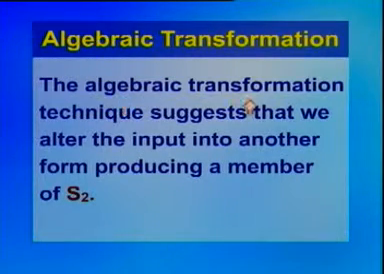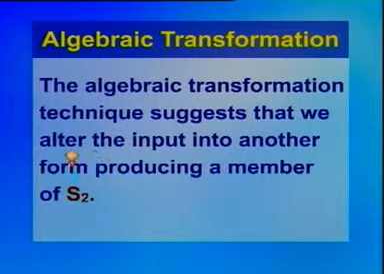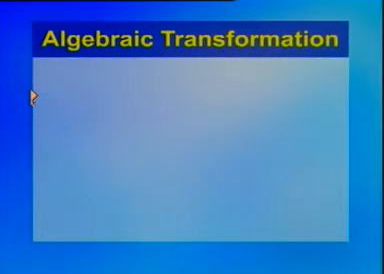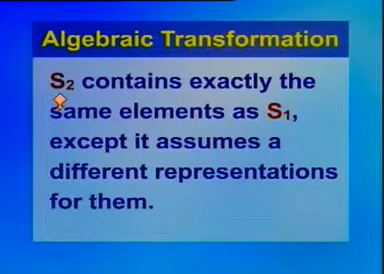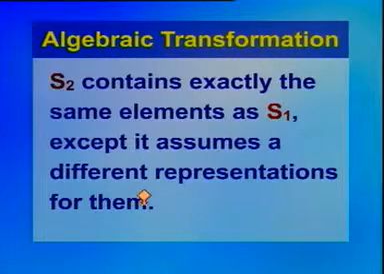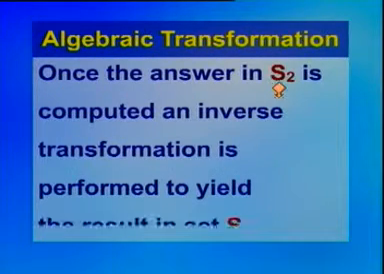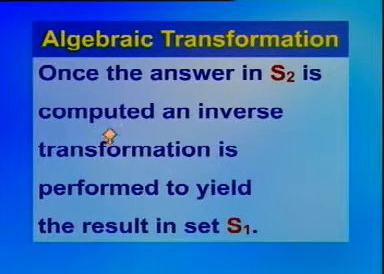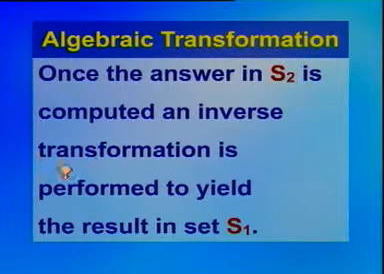The algebraic transformation technique suggests that we alter the input into another form, producing a member of S2, which contains exactly the same elements as S1, except it assumes a different representation for them. Once the answer in S2 is computed, an inverse transformation is performed to yield the result in S1. So we have seen the algebraic transformation.